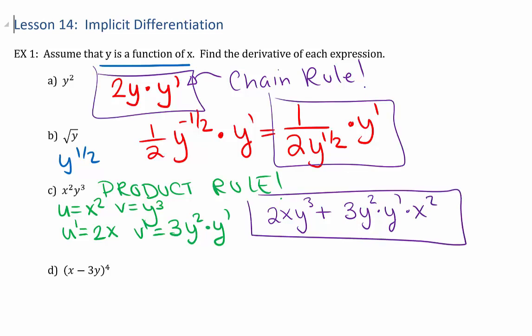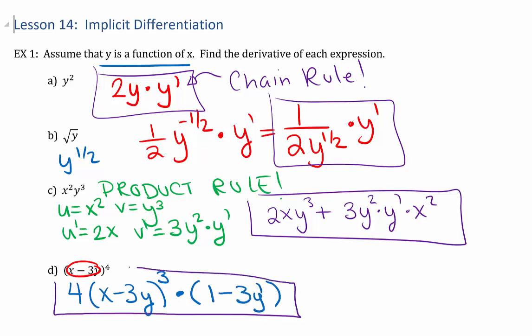All right, let's do one more like this. x minus 3y to the 4th. This is going to be a chain rule problem. I have something to the 4th power, so the derivative is going to be 4 times that something to the 3rd power. And then the chain rule says I have to multiply by the derivative of what was inside. So I'm going to have to multiply by the derivative of x minus 3y, which would be 1 minus 3 times y prime.